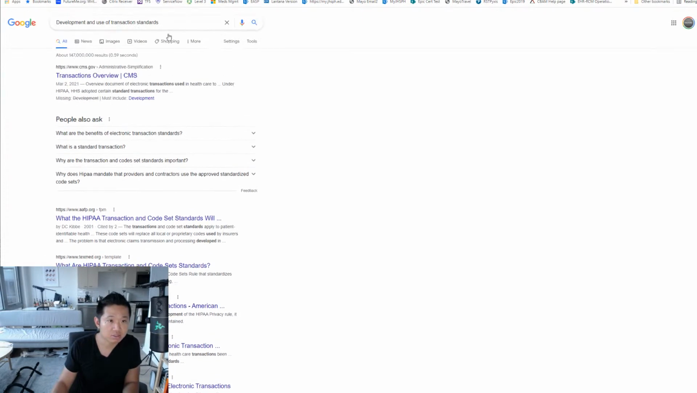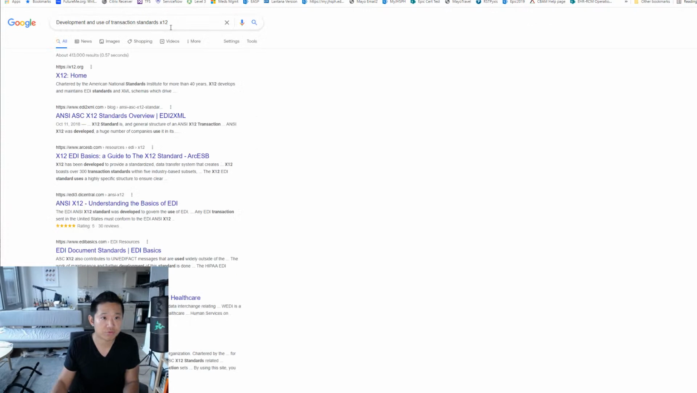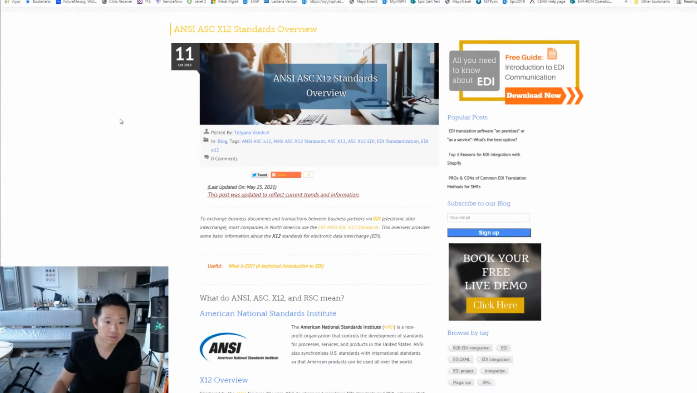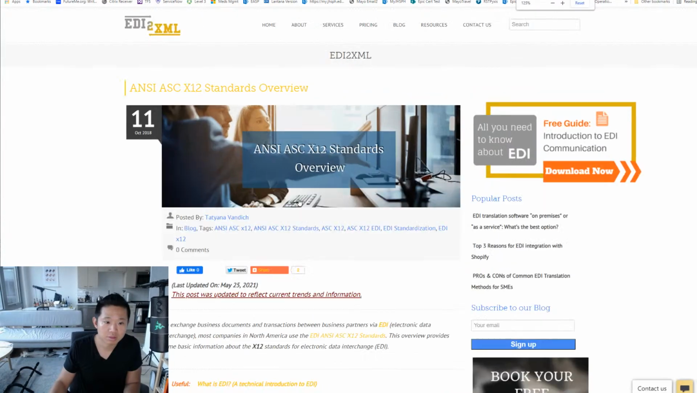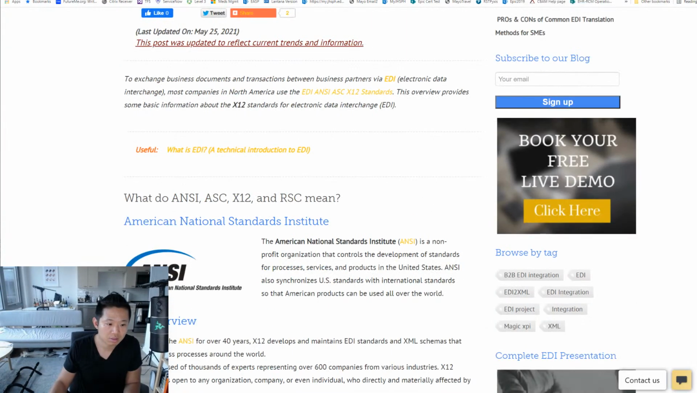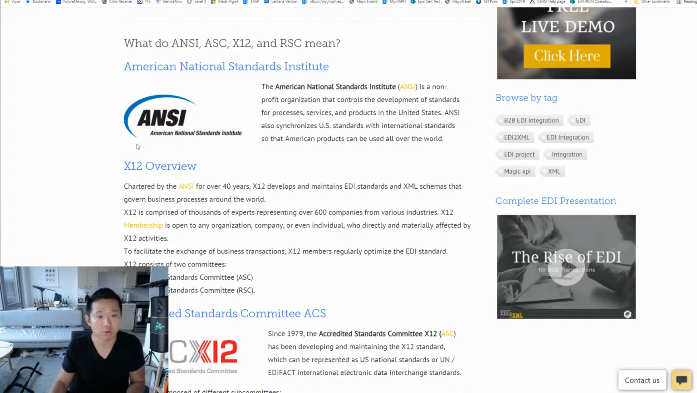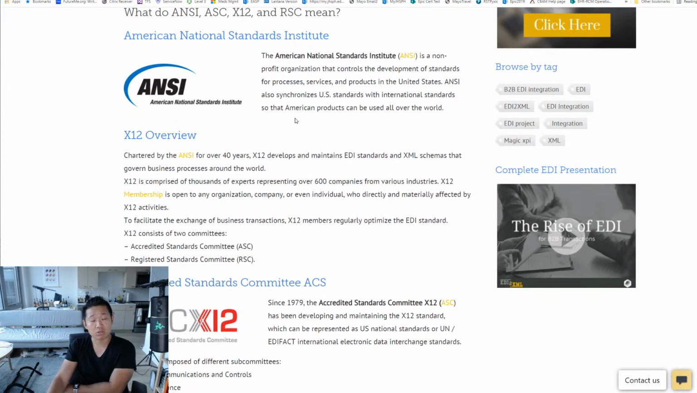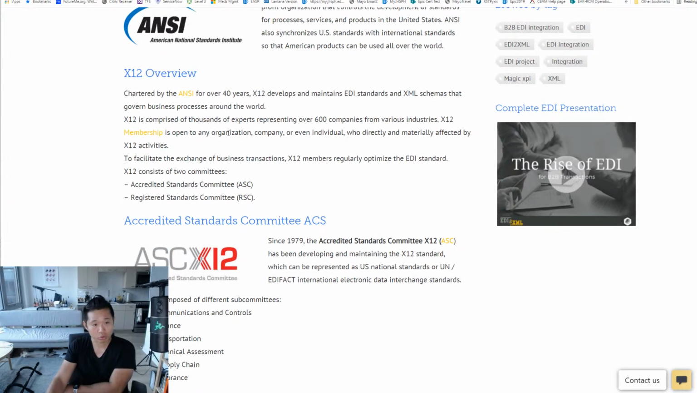Transaction standards, X12. So let's see if this does a good job. What do ANSI, ASC, X12, and RSC mean? The American National Standards Institute, ANSI, is a nonprofit organization that controls the development of standards for processes, services, and products in the United States. ANSI also synchronizes U.S. standards with international standards so that American products can be used all over the world.